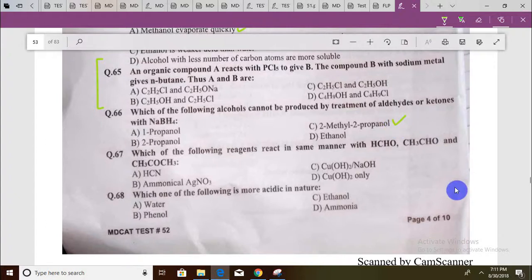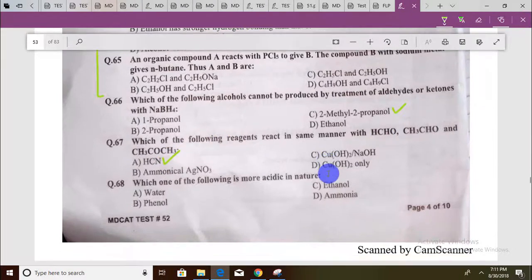Which of the following reagents react in the same manner with methanal, acetaldehyde, and acetone? HCN, it certainly does. Ammoniacal silver nitrate, it won't. It will just with the first two. Copper hydroxide with NaOH, just with the first two. Copper hydroxide might not react with any of them. So which is more acidic in nature? Is it water? Is it phenol? Is it ethanol? Is it ammonia? The answer is phenol.